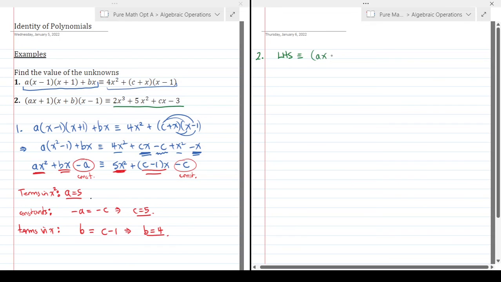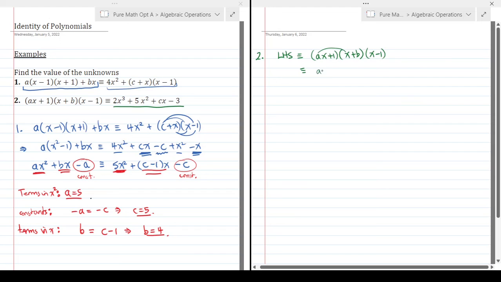So I'm working with the left-hand side strictly now: (ax plus 1)(x plus b)(x minus 1). I need to expand it. Clearly the right side is cubic, so the left-hand side is going to be cubic as well. So I need to get that into some kind of cubic looking form. I'm going to take a pair of brackets, multiply all that, and then take the result and multiply it by x minus 1. So let's do that.